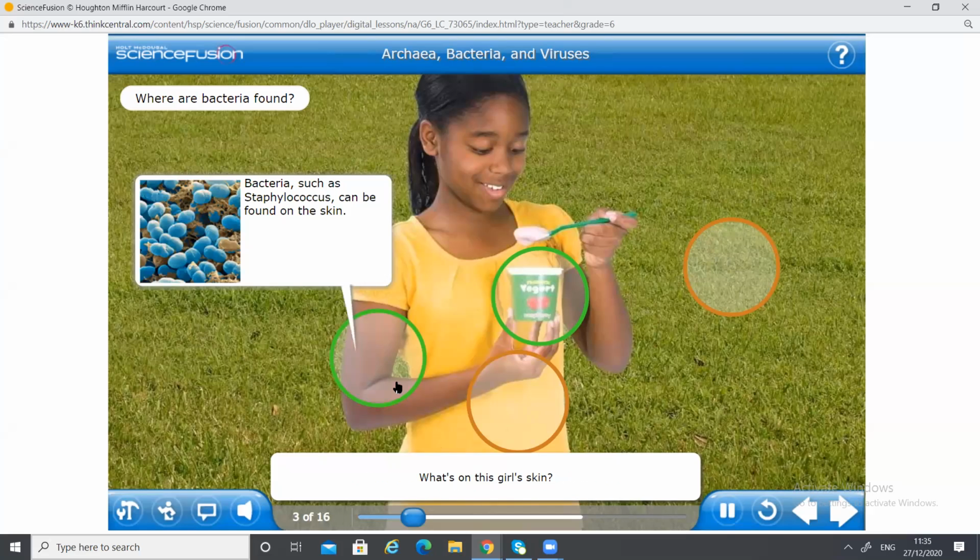What's on this girl's skin? More bacteria. Bacteria are on our skin all the time. Many are there naturally and don't harm us, but some bacteria, like Staphylococcus, may cause problems. This Staphylococcus can be found on the skin and in mucous membranes.